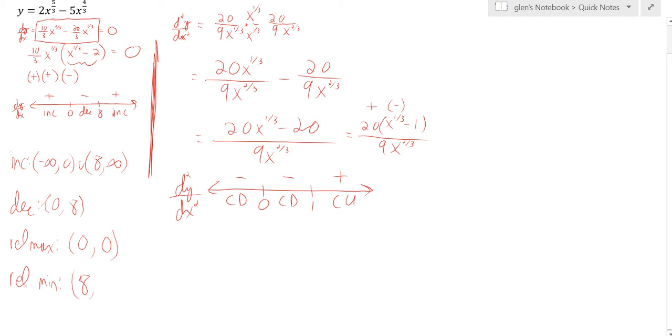There's a relative min at 8. Okay, what? Plugging in 8, a relative min. You imagine being a relative to min? Cool. Got him.